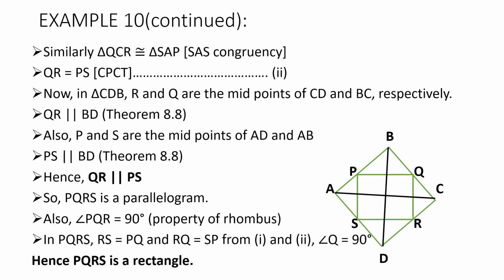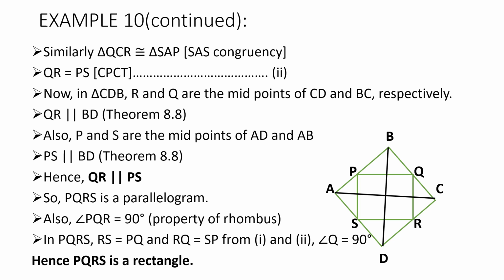Like we showed that PQ is equal to SR, similarly by SAS congruency we can show that triangles QCR and SAP are congruent, and hence QR is equal to PS. Now in triangle CDB, R and Q are midpoints of CD and BC respectively. So by Theorem 8.8 we have that QR will be parallel to the third side, which is BD. So QR is parallel to BD.